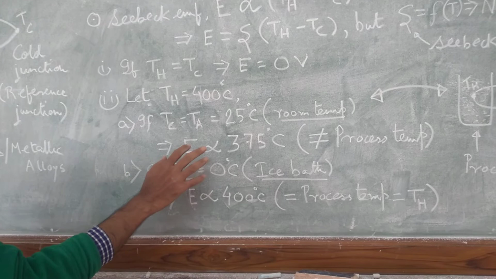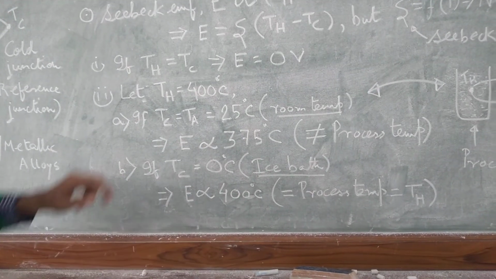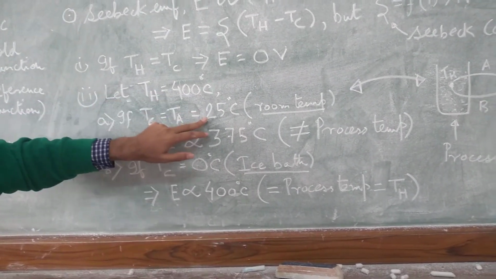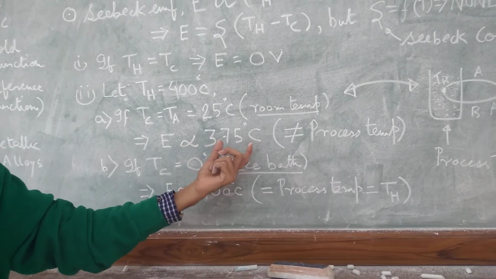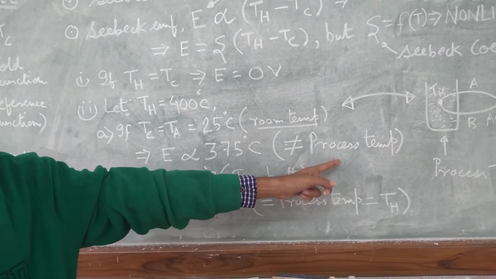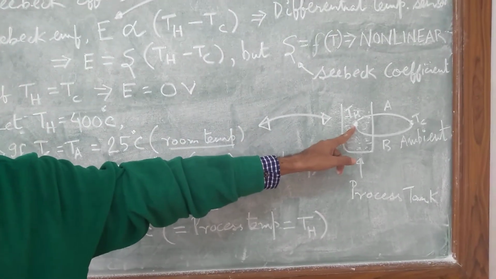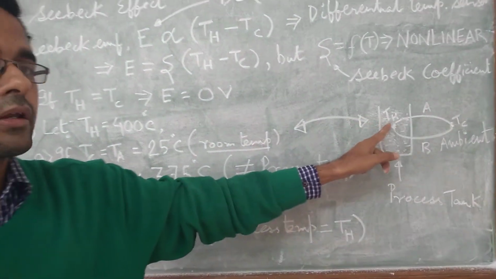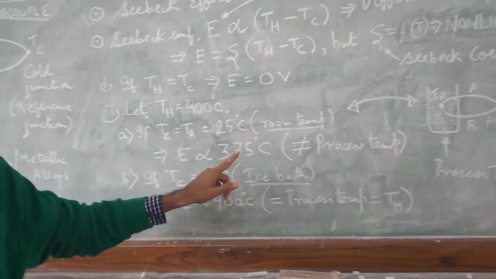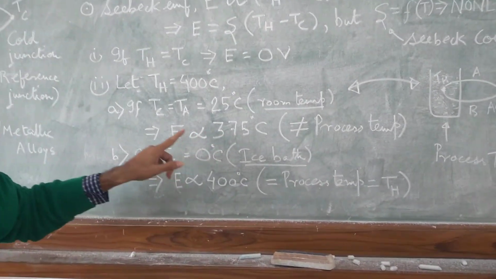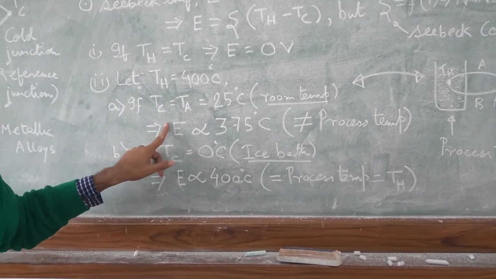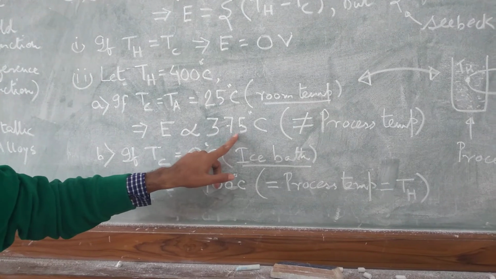E is proportional to 375 degree centigrade. So that's 400 minus 25 degree centigrade. But note that this is not equal to the process temperature. Our target was to measure Th. So this was 400 degree centigrade, but the sensor is giving out a value in volt or millivolt which is proportional to 375 degree centigrade.